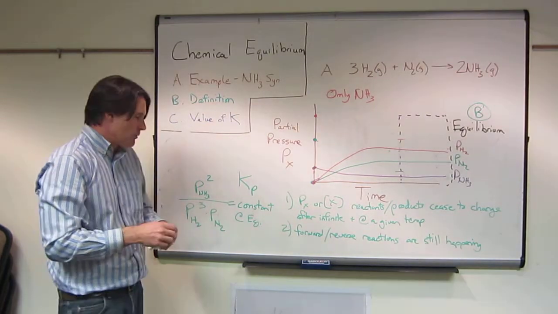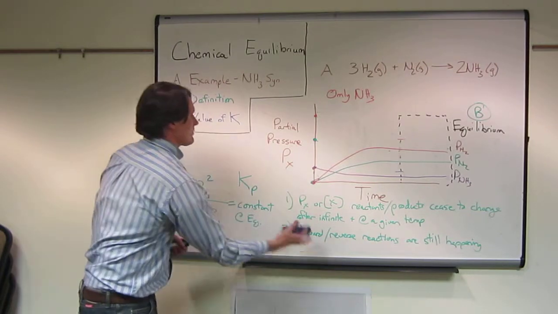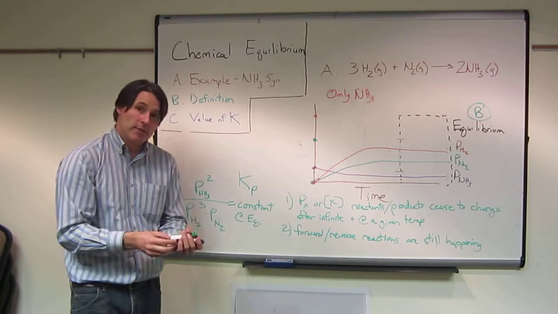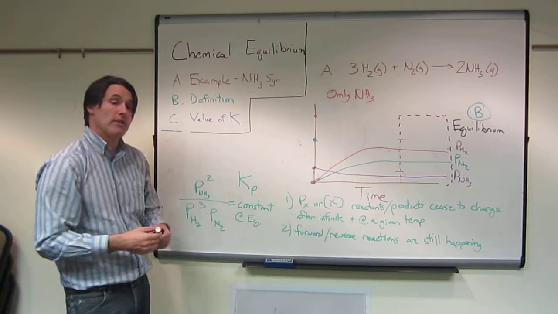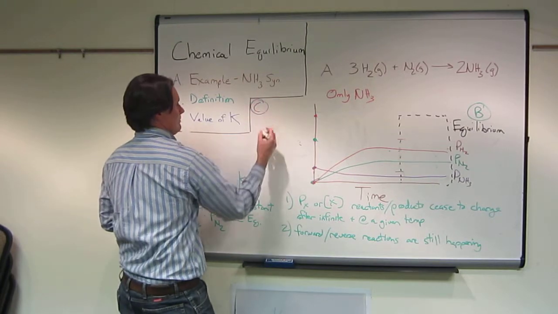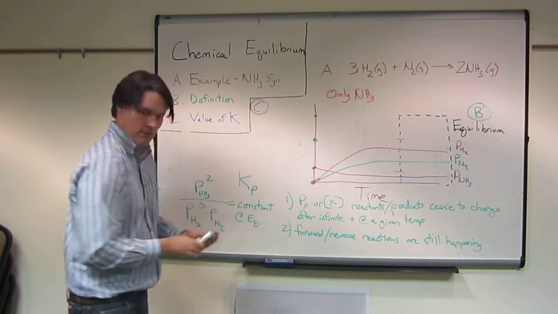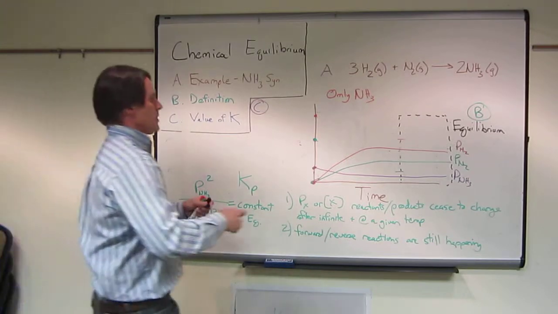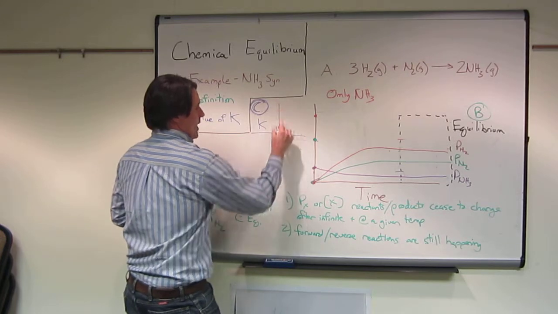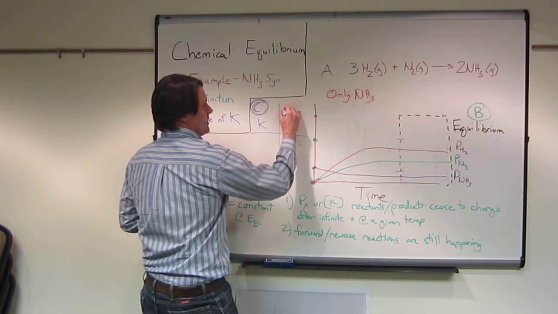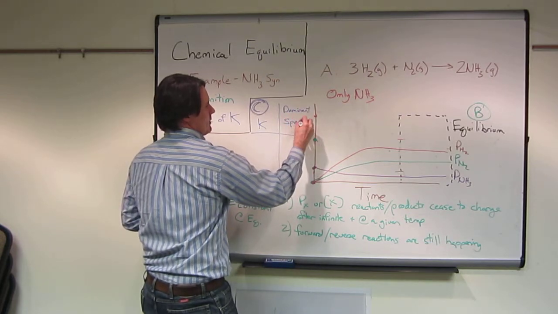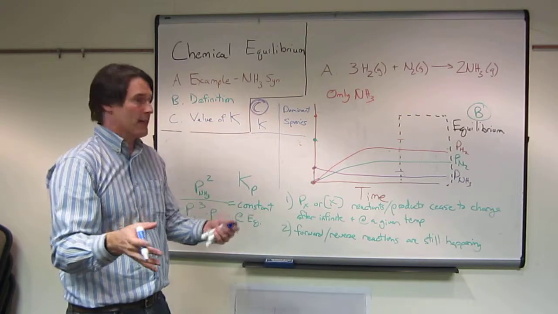So what does this mean? What's the utility of this? Well, it turns out if someone gives you an equation, a reaction, and they give you the equilibrium constant, there are only 3 cases. So this is part C now. If someone gives you this reaction and then gives you K, you can determine the dominant species in the reaction vessel or flask.